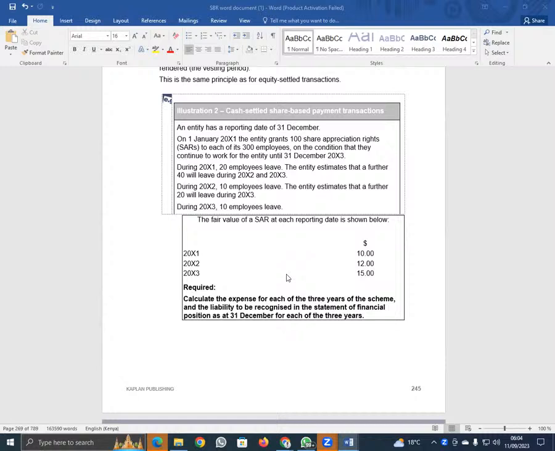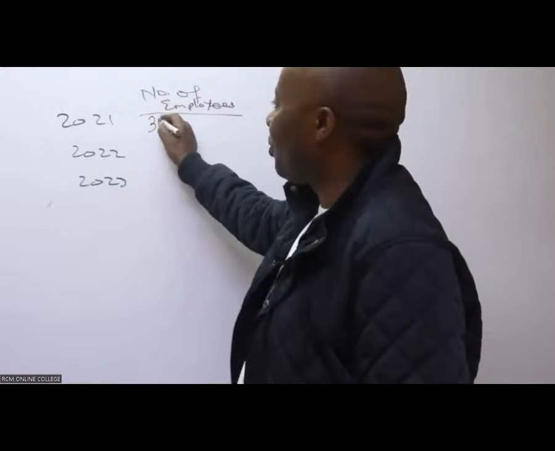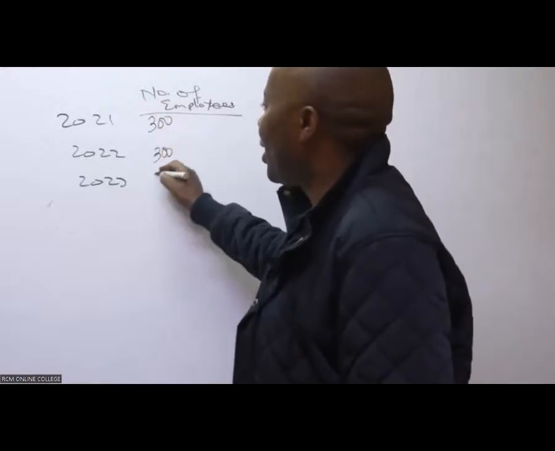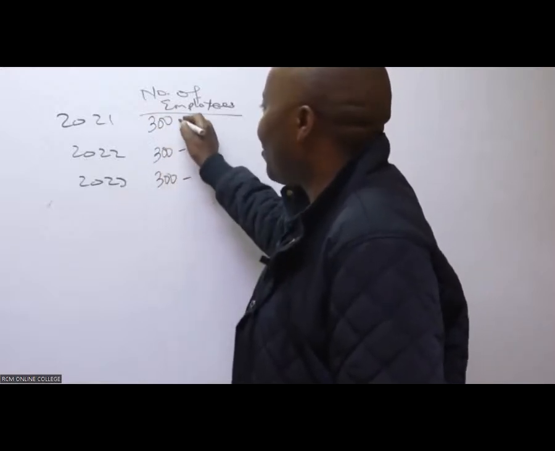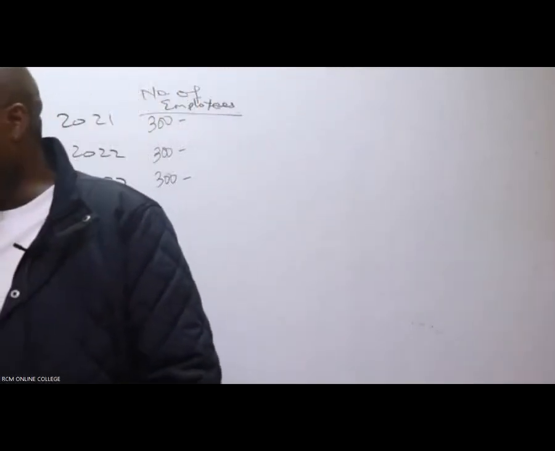So what have they told us? At least everybody knew that we are starting with 300 employees. At least everybody knew that we are going to calculate this from 300 employees. And then minus, minus, minus. So we go and read slowly. You must read slowly.